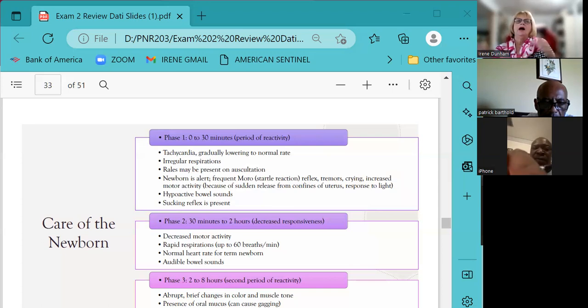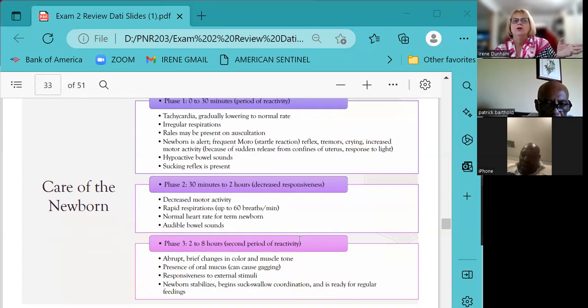So it's a nice time. Phase 1 is the first 30 minutes or so of the newborn's life, and phase 2 is from 30 minutes to 2 hours. Then the third period of reactivity comes after baby had a little nap during phase 2. That's a good time in the nursery, where they can listen to his bowel sounds, his heart rate and his respirations. He's a little quieter, so you can get his vital signs.